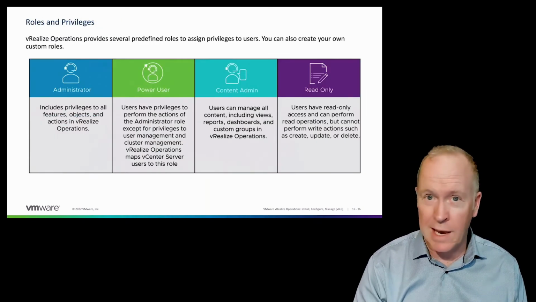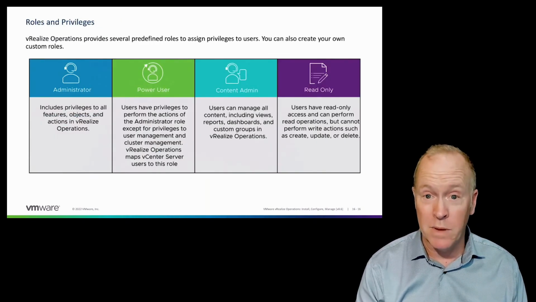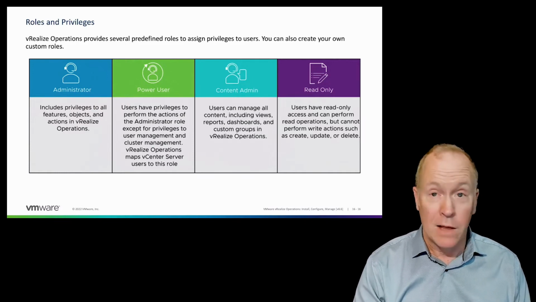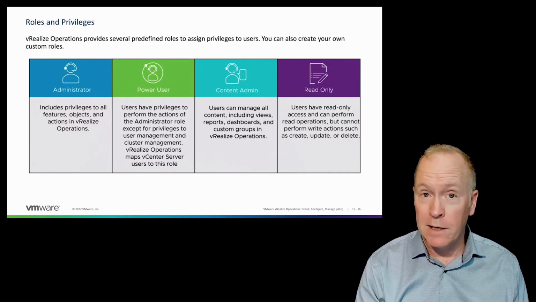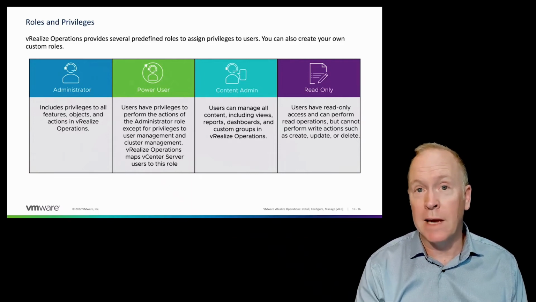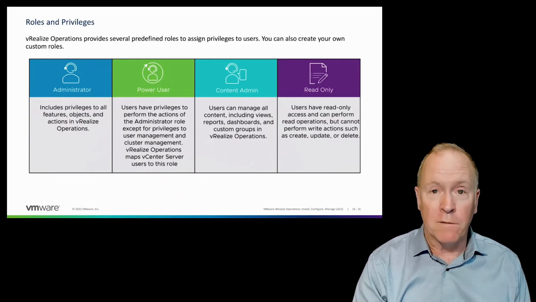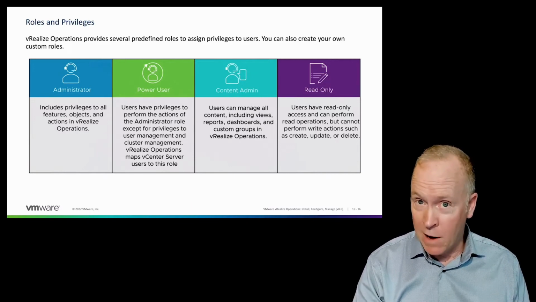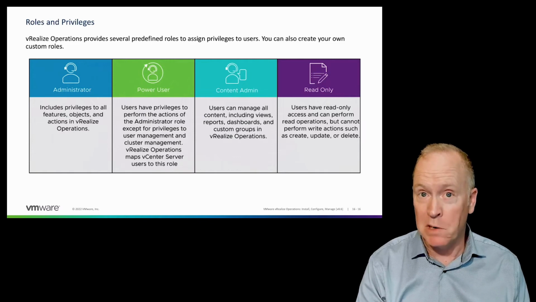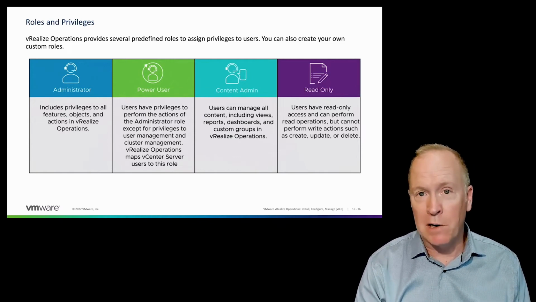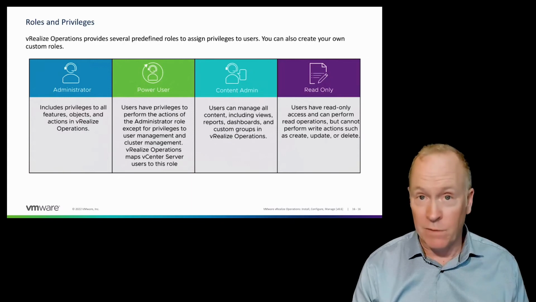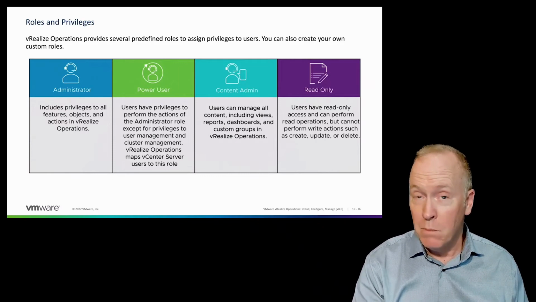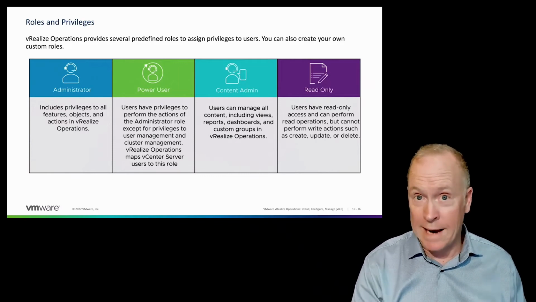vRealize Operations uses a role-based access control mechanism. And out of the box, there are 4 roles that are defined: administrator, power user, content admin, and read-only. If you grant an account the administrator role, for example, the account called admin has the administrator role, any account with that administrator role can do anything in vRealize Operations. They have full access, full privilege to the entire system, including they can modify how role-based access control is set up.